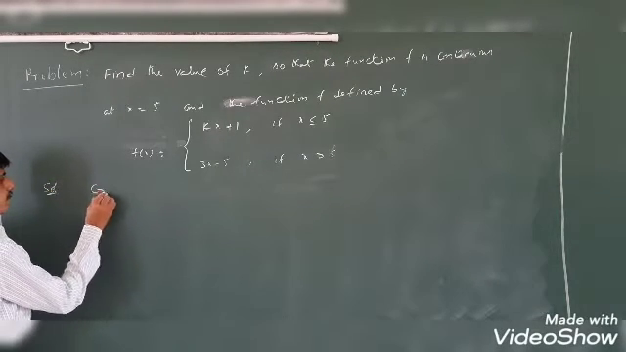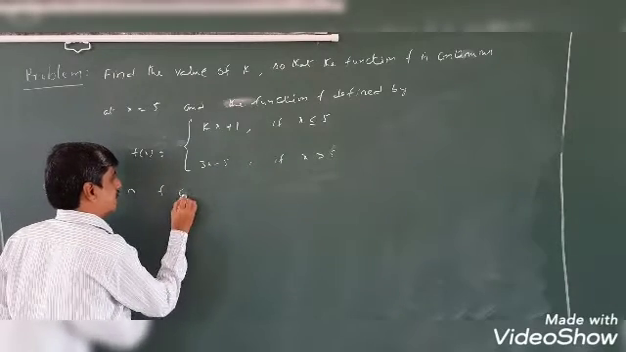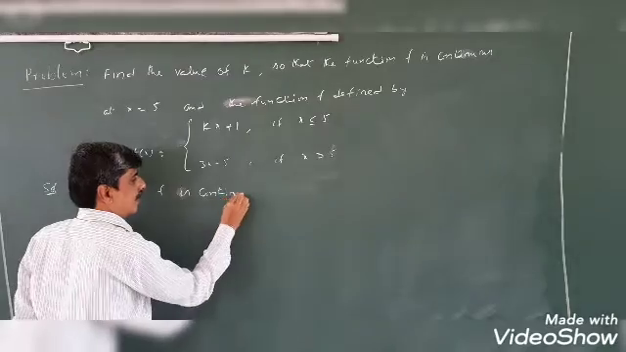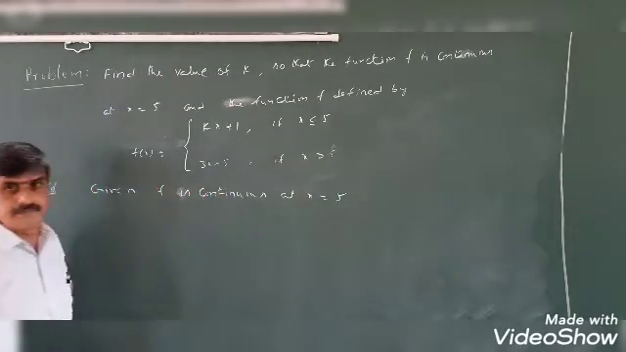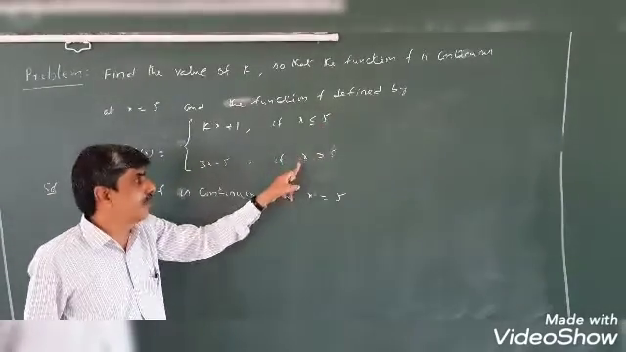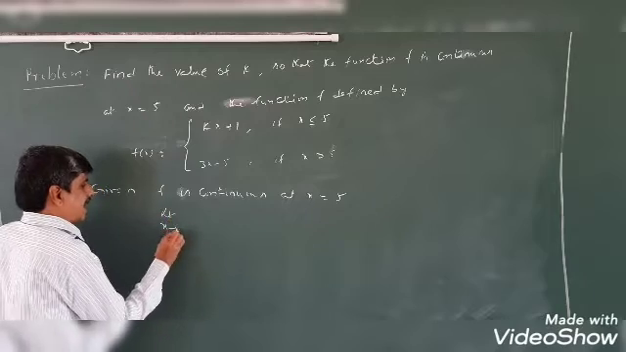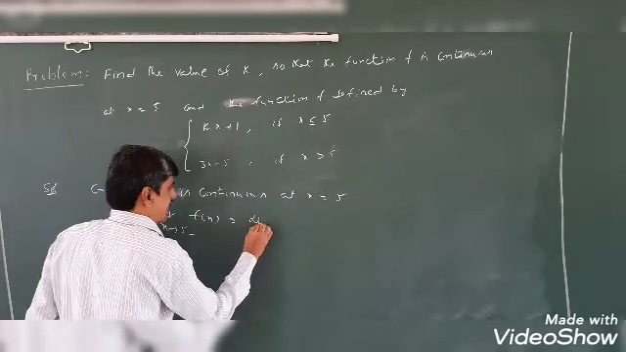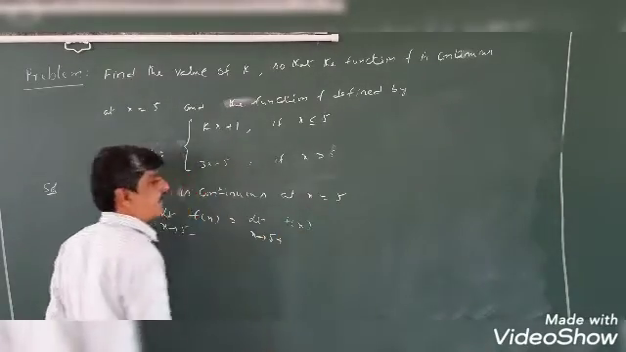f is continuous at x is equal to 5. Here also the function is defined for x less than or equal to 5 and x greater than 5. Then limit x tends to 5 minus f of x is equal to limit x tends to 5 plus f of x.